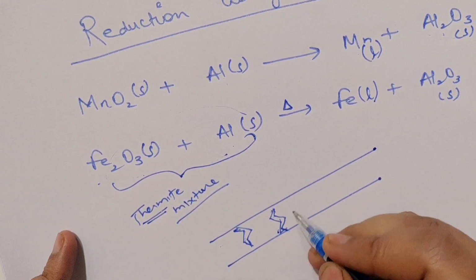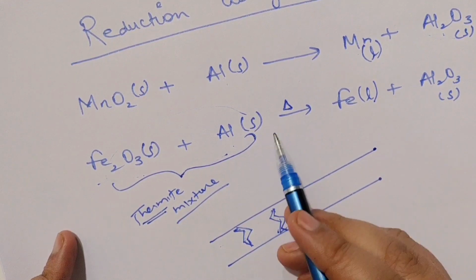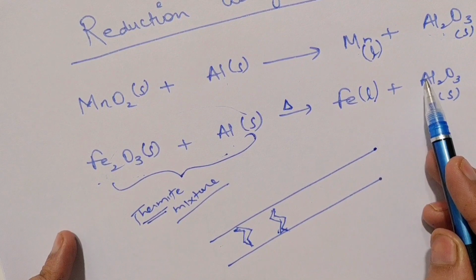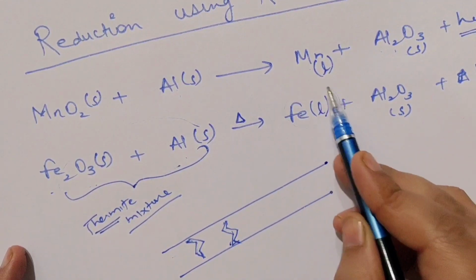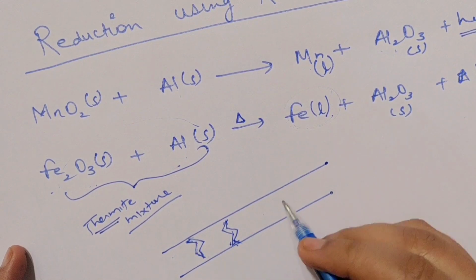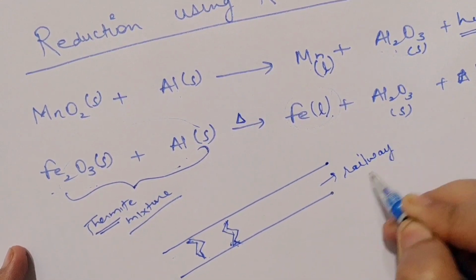Because of the friction created, the heat is liberated. And since heat is liberated, that heat is used to make the reaction go in forward direction, and iron is produced in liquid state, and that iron fills the crack. And this is how the railway tracks are repaired.